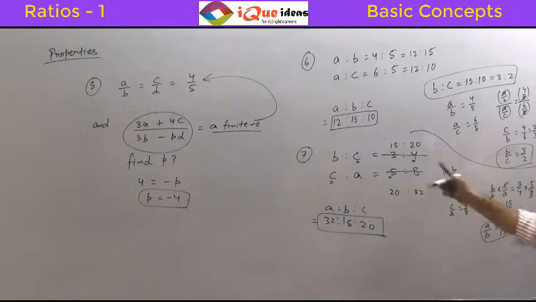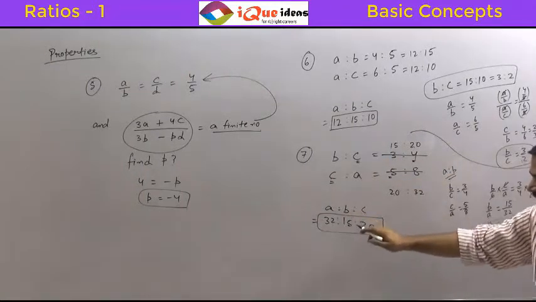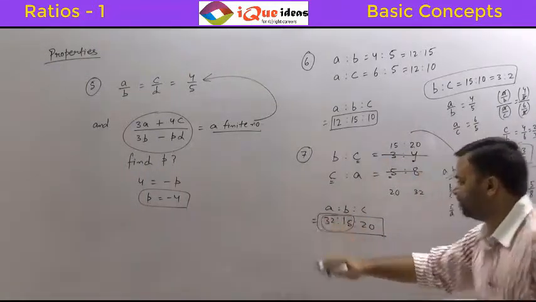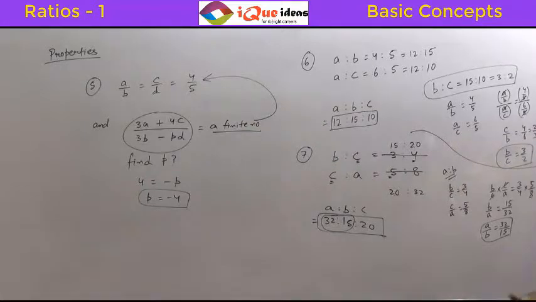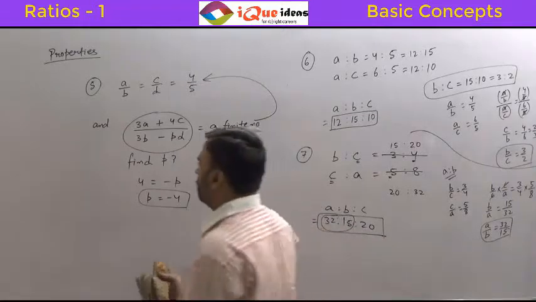This is one way. Or the other way is find the combined ratio and from there you can take out 32 is to 15. So this is how you can combine the ratio or you can separate from a combination of ratio.